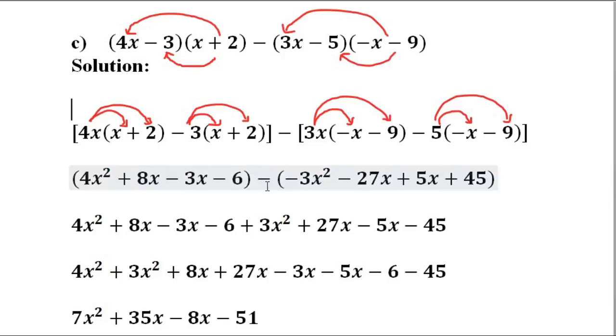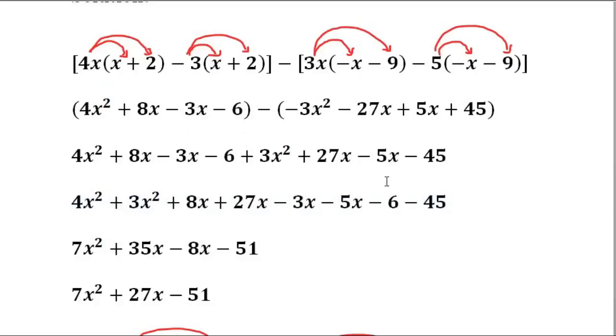Next, I'll multiply the negative sign in front of the parentheses to get the negative of the expression. We have negative times negative 3x squared, positive 3x squared, negative times negative 27x, positive 27x, negative times positive 5x is negative 5x, and negative times positive 45, negative 45. Next, I'll combine the like terms.